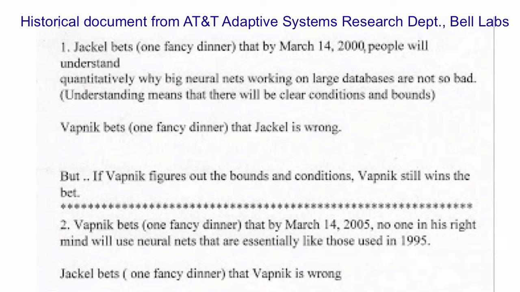Vapnik in turn bet that by 2005 nobody would be using big neural nets like that trained with backpropagation. It turns out that they were both wrong. The limitation to using big neural nets with backpropagation was not that we didn't have a good theory, and not that they were essentially hopeless, but that we didn't have big enough computers or big enough data sets. It was a practical limitation, not a theoretical one.